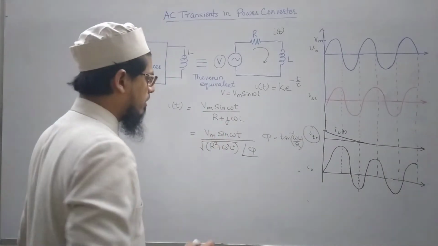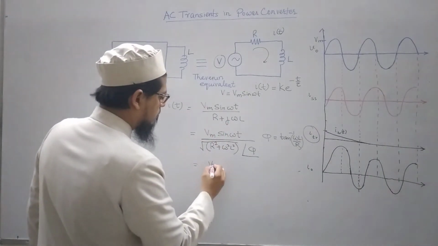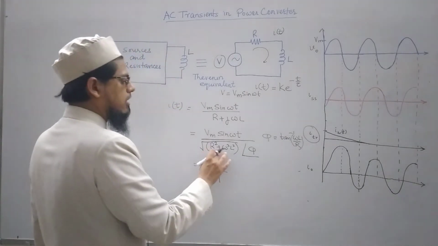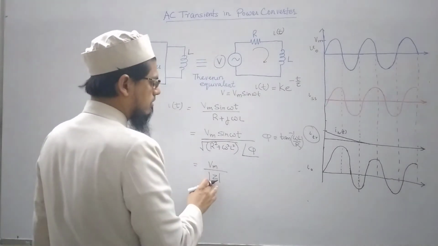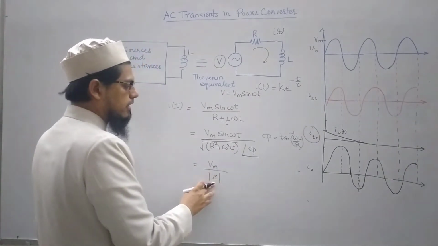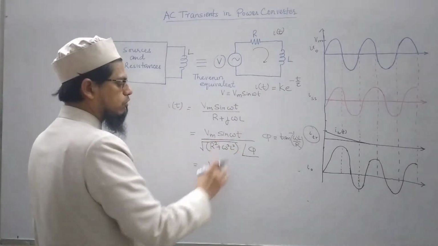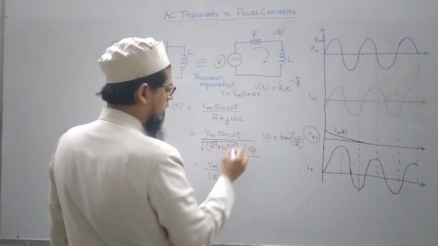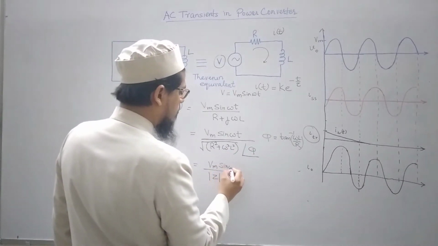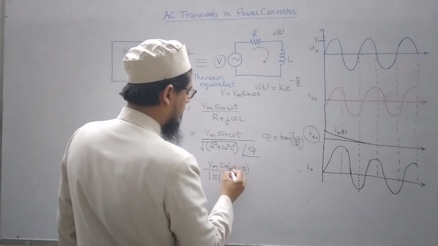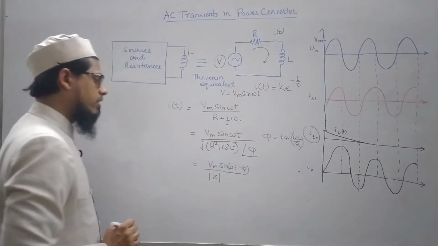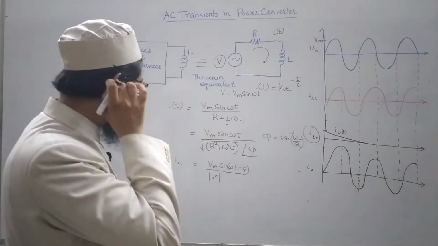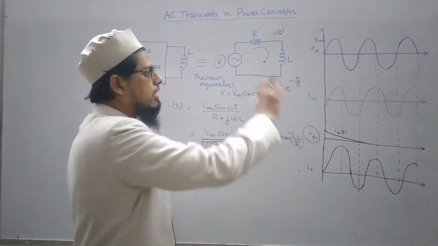From here, that means this is Vm upon, so let me represent R square plus omega L whole square as Z square. So this root over of this would be the magnitude of Z, and let me bring this phi above here. So this is sine omega t minus phi. So this is the steady state expression for the current for this particular circuit.